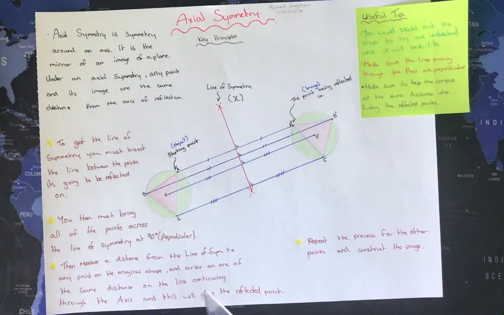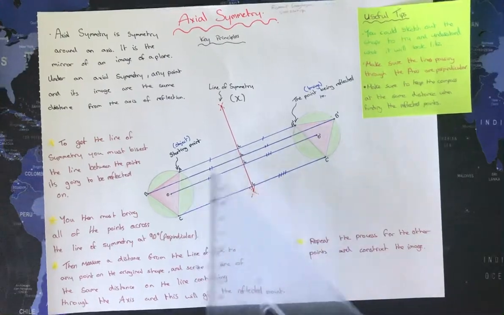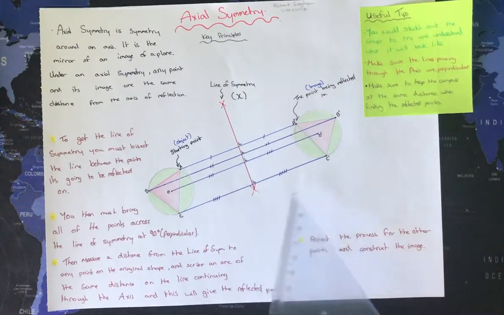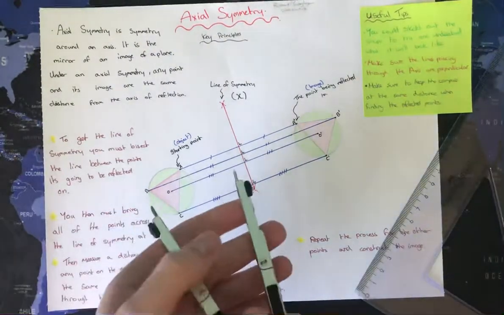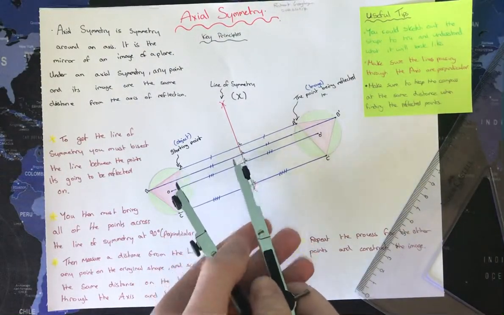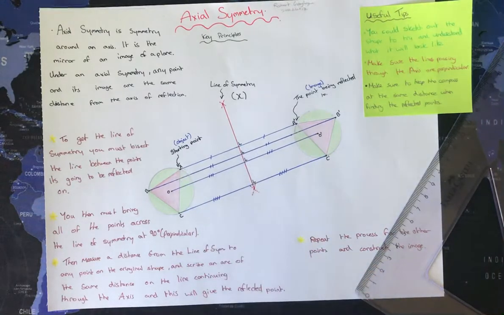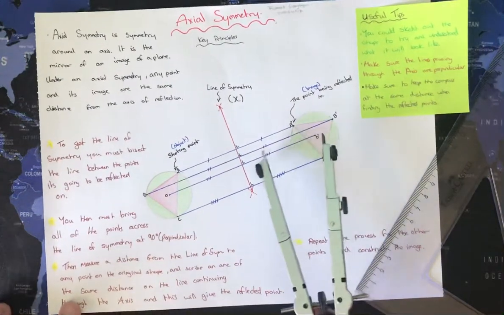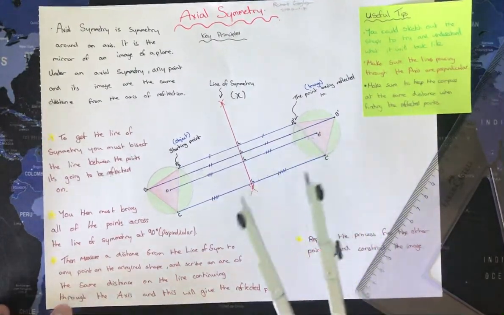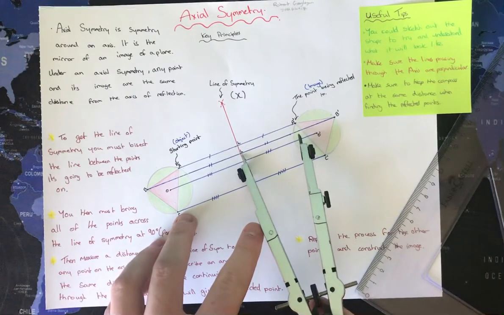You must then bring all of the points across the line of symmetry at 90 degrees, or perpendicular. So each one of these lines is going to be perpendicular to the line of symmetry. Then measure a distance from the line of symmetry to any point on the original shape, so from here to there, and scribe an arc the same distance on the line continuing through the axis, and this will give the reflected point. So these over here are the reflected points, and they're going to be the same distance from the axis.